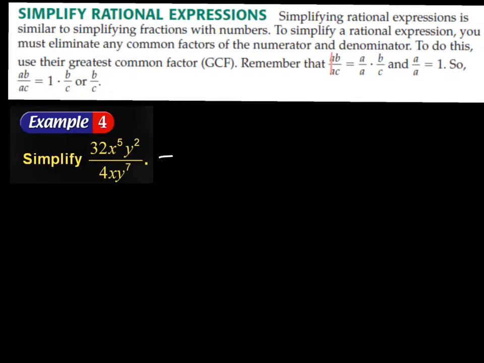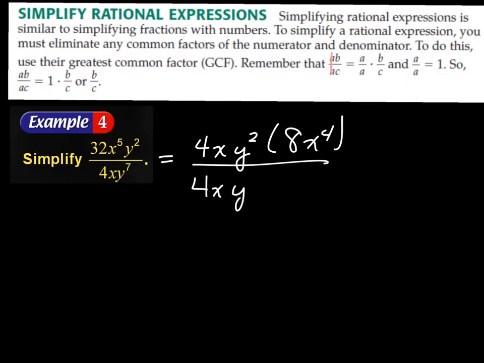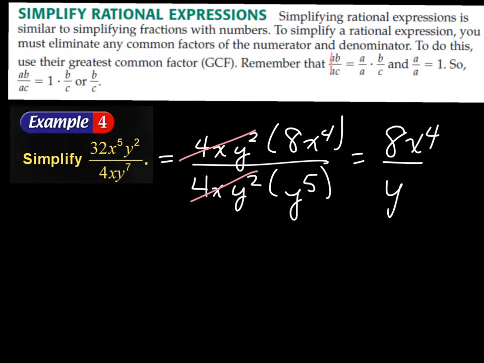The greatest common factor of 32 and 4 would be 4. And we can take an x out of both of them and a y squared. So if I factor out the greatest common factor, what's left in the numerator is 8x to the 4th, no y. If we take out the greatest common factor out of the denominator, all that I have left is y to the 5th. Anything divided by itself is 1. So my final answer is going to be 8x to the 4th over y to the 5th.